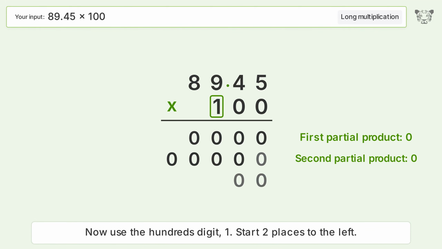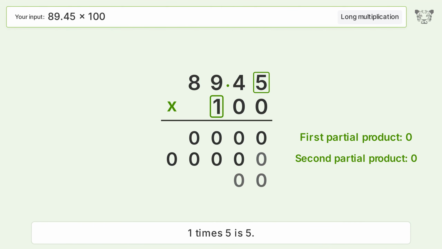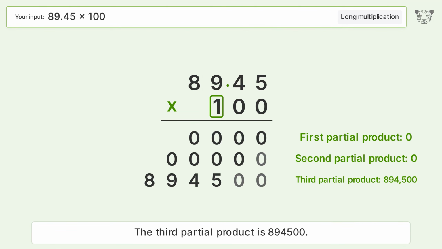Now use the hundreds digit, 1. Start two places to the left. 1 times 5 is 5. 1 times 4 is 4. 1 times 9 is 9. 1 times 8 is 8. The third partial product is 894,500.